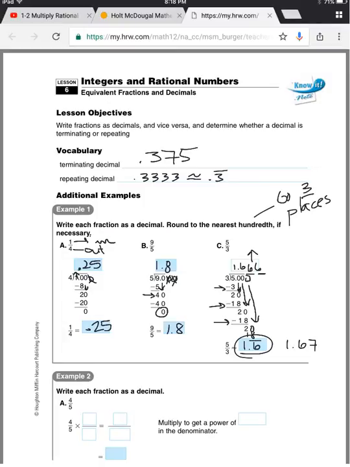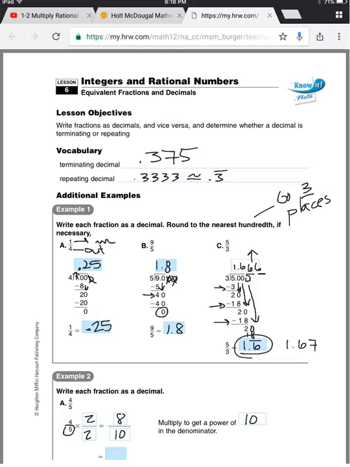The next example says write each fraction as a decimal. Because this is a single digit here, we want to see if we can multiply to get a power of 10 in the denominator. Okay? So 5 times what gets us 10? Well, we can multiply 5 by 2 and get 10. And then 4 times 2 is 8. So whatever you multiply the denominator by, you multiply the numerator by.